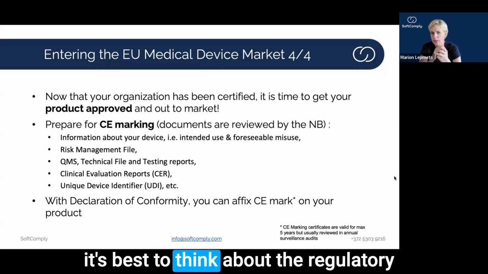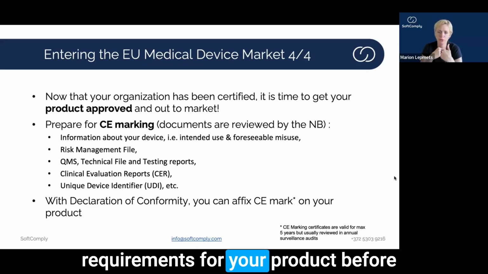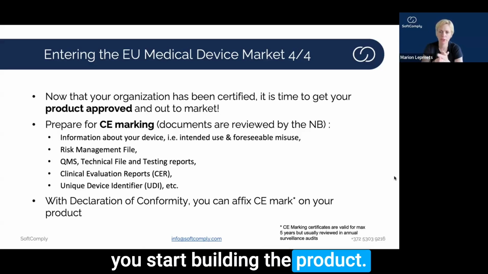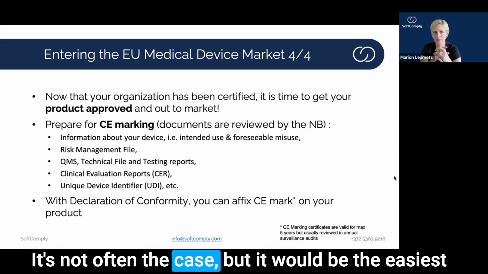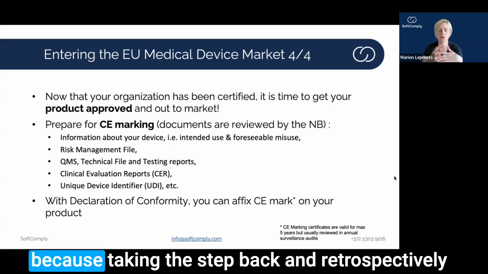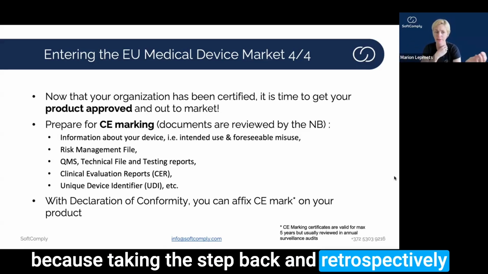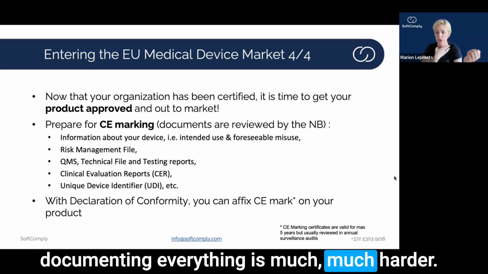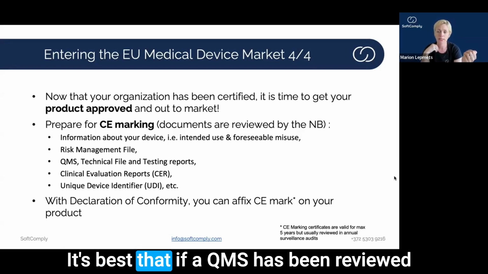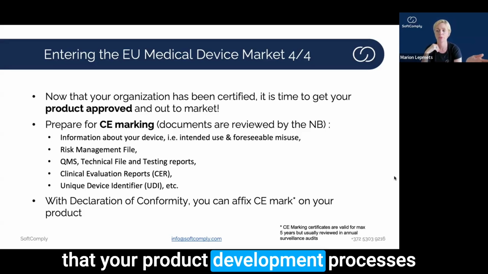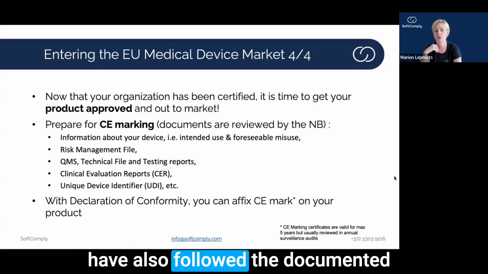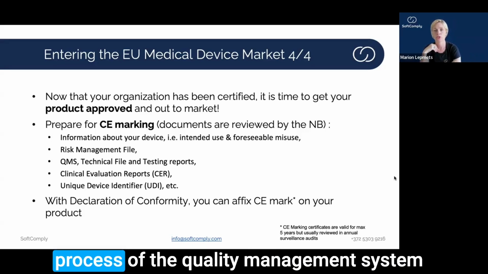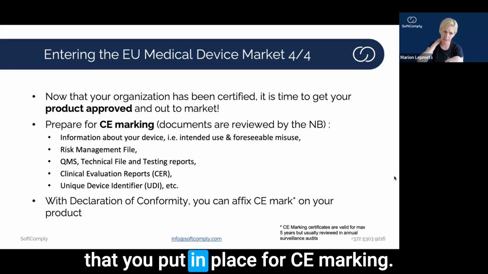It's best to think about the regulatory requirements for your product before you start building the product. It's not often the case, but it would be the easiest, because taking a step back and retrospectively documenting everything is much, much harder. It's best that, if your QMS has been reviewed, your product development processes have also followed the documented process of the quality management system that you put in place.